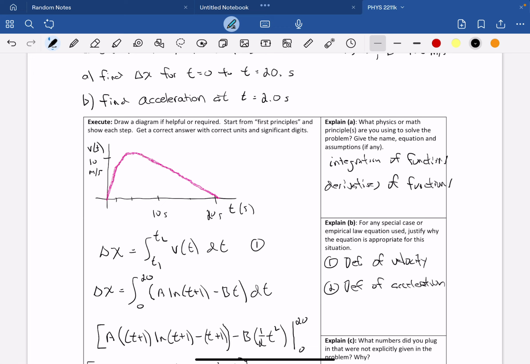So let's look at this template that we have for all of our problems. We have to execute the problem. That is the part that you are likely familiar with from every math and science problem you've done your whole life. You have to do the problem. And there are reminders here. It says draw a diagram if helpful or required. We did that. Start from first principles.